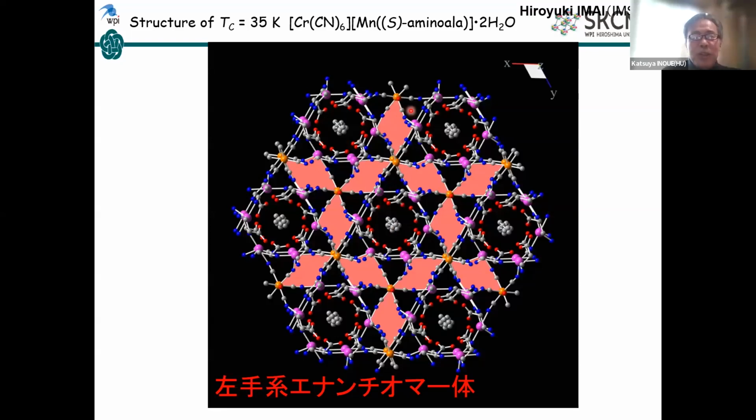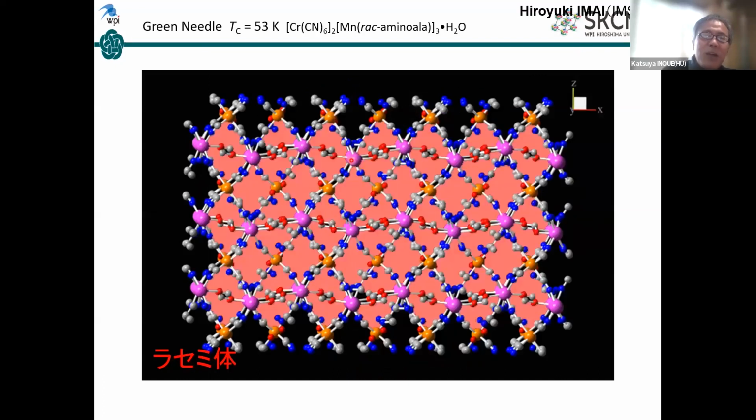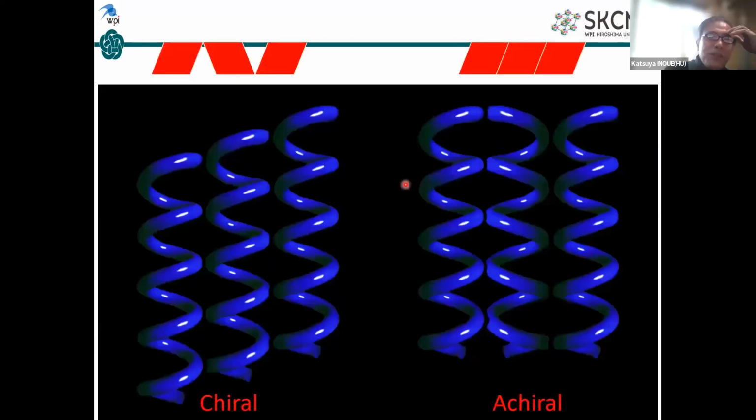Then if we look at the racemic one, it's like this. The helix is the same. It's made by the chromium and the manganese cyanide bridge. But the helicity is different: this one is left-handed, but this helix is right-handed. They are fused, left-handed and right-handed. Why is this possible? This one is easy to consider.